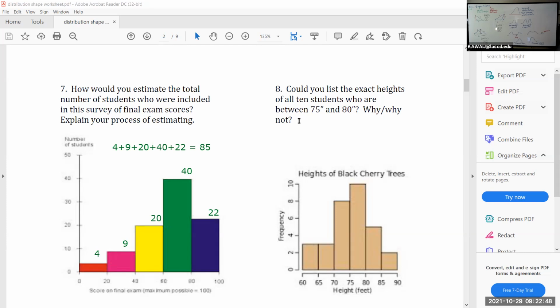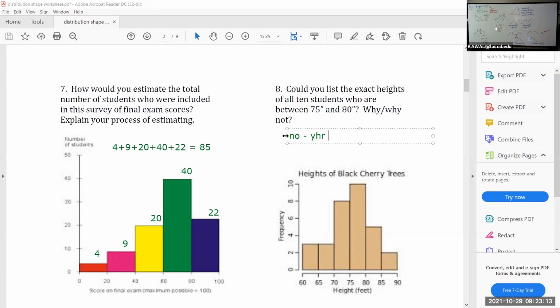Does anyone have an answer? So this graph says that there are 10 students who have a height between 75 and 80. That's all it says. It doesn't say that one student is 75, one student is 76, 3 students are 77. So let's say no.